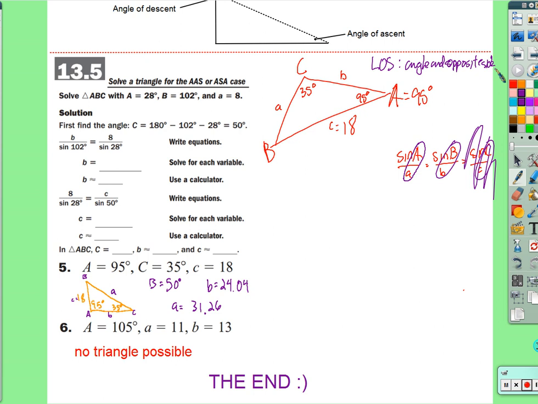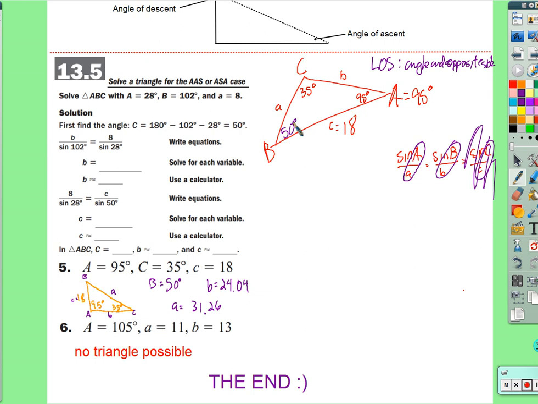Here we go, using the law of sines. Look at these pairs of angles and sides. I guess we can do something else first. What can we figure out first? We've got two sides and one angle. The third angle, that's an interesting one. How big is this angle? It's got to all add up to 180, so it wouldn't take too long to figure out that it would have to be 50 degrees.